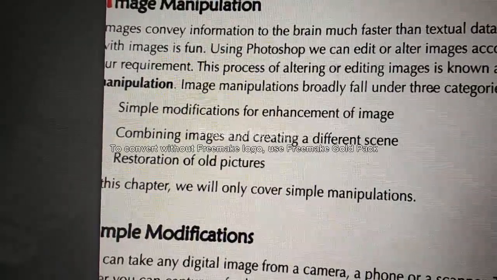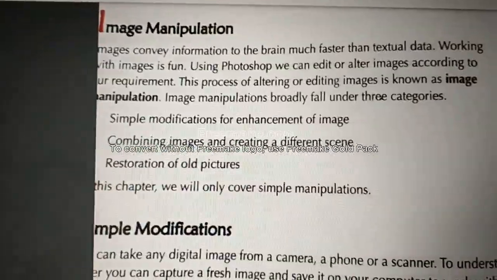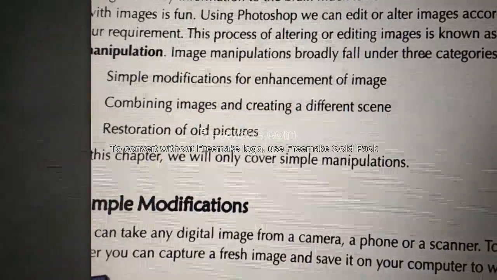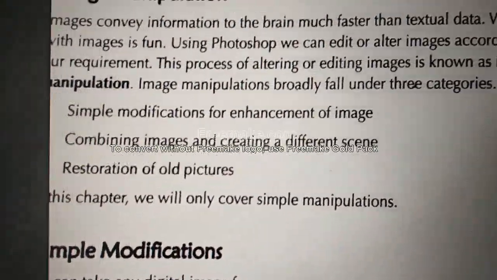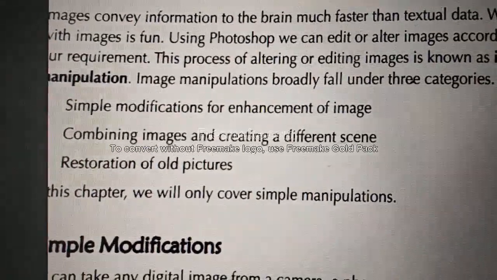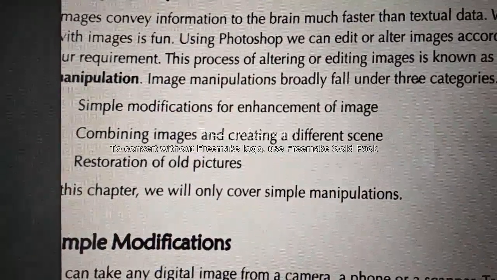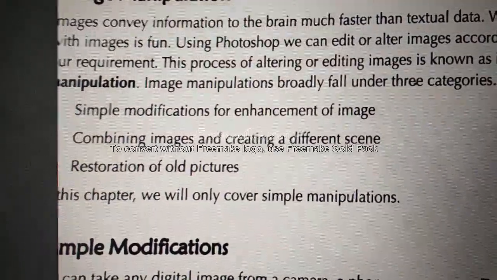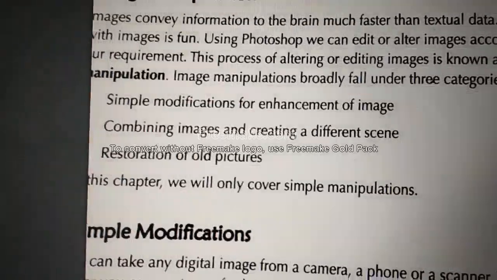Okay, that is the second. Third, restoration of old images. An old image will not be so attractive, so we restore it and make it a very attractive image. So manipulation comes under these three processes. If we edit an image, we will do these three things only. Either we make a simple modification and show it as a neat one, or we combine two images and create a different point of view, or we restore the old image and show it as a good new image.